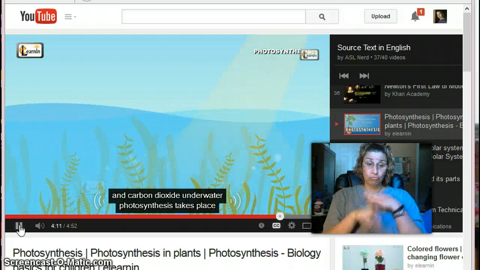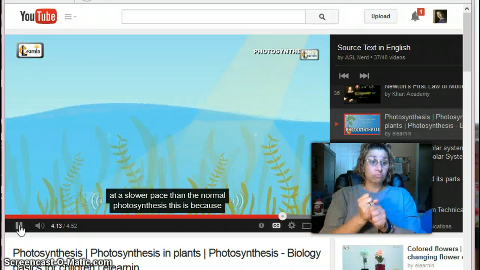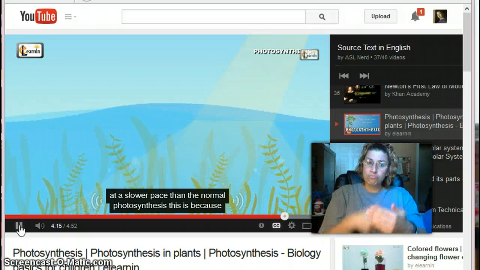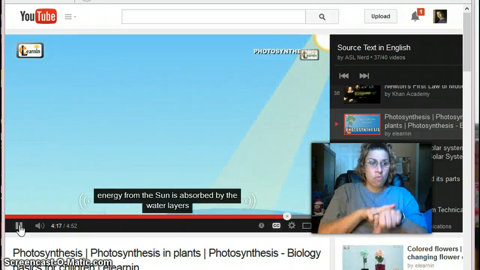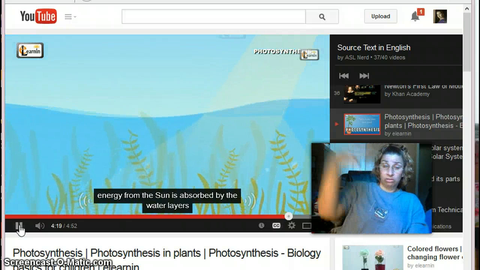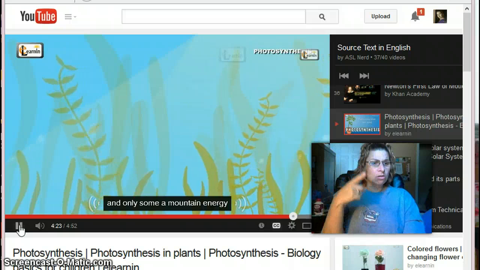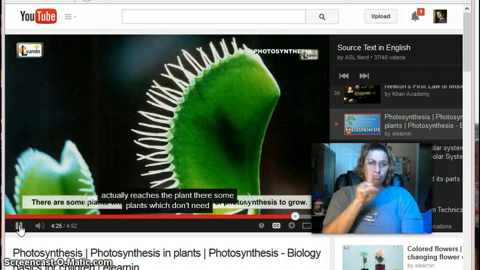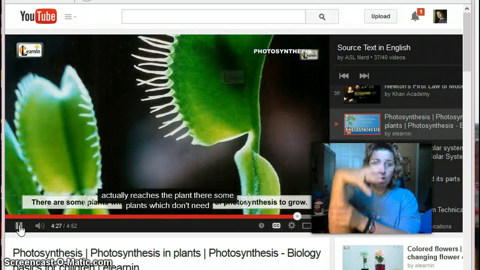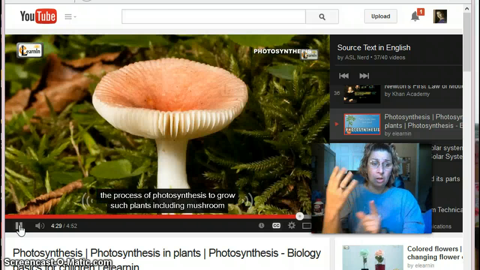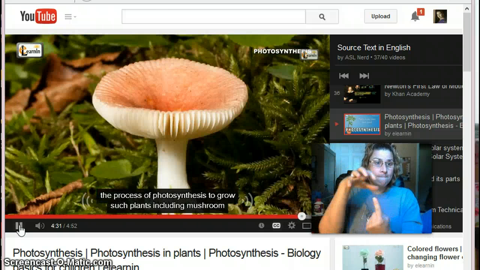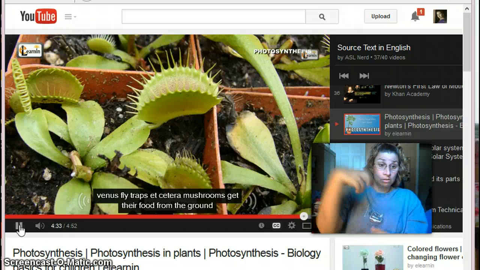Underwater photosynthesis takes place at a slower pace than normal photosynthesis. This is because energy from the sun is absorbed by the water layers, and only some amount of energy actually reaches the plant. There are some plants which don't need the process of photosynthesis to grow. Such plants include mushrooms, Venus flytraps, etc.